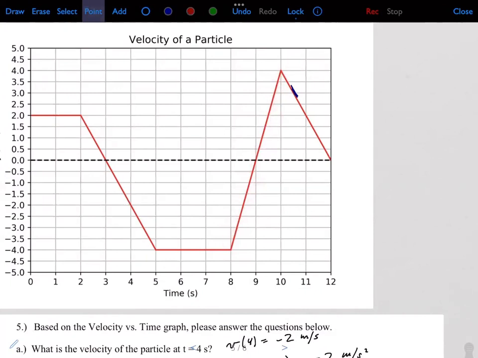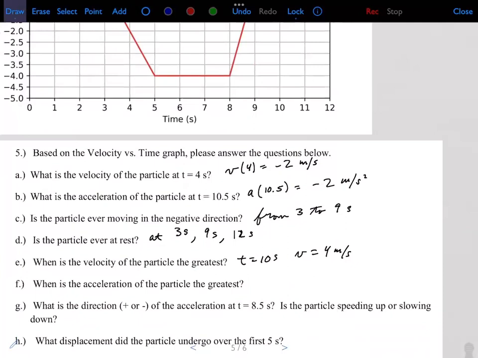If I ask for the greatest magnitude of the acceleration, then I want the steepest slope. It wouldn't matter if it's positive or negative. I think it's also going to be that time period. So between 8 and 10 seconds is where we have the greatest acceleration.